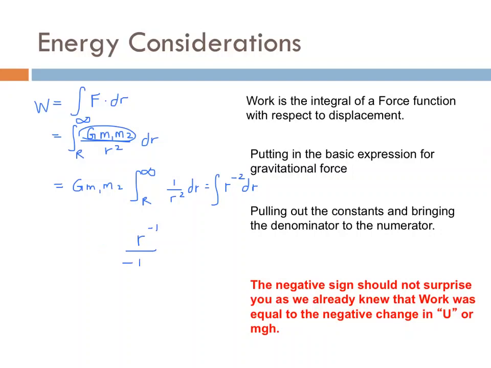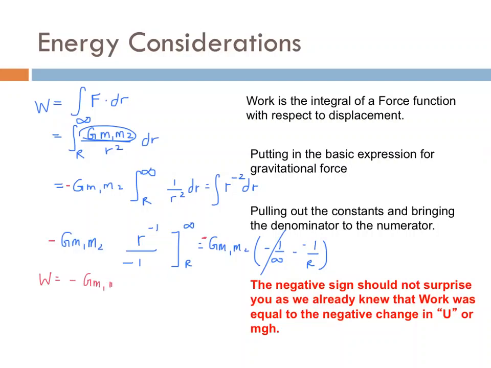Again, we still have those constants. And we need to evaluate it from r to infinity, which just becomes negative 1 over infinity minus a negative 1 over r. Now, we are missing a negative here. Remember that our equation actually includes that negative. And at the very end, we get that work is equal to a negative G m1 m2 over r.